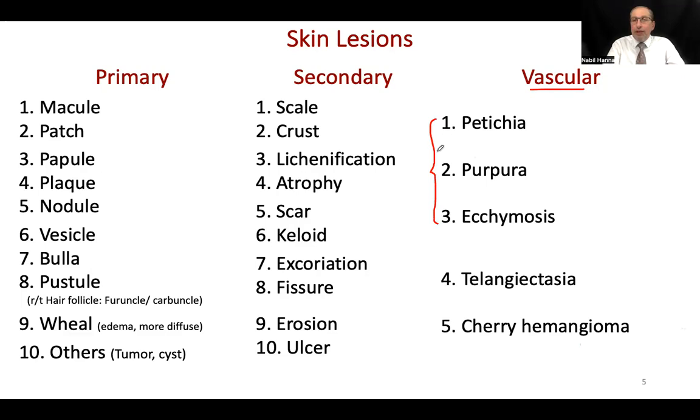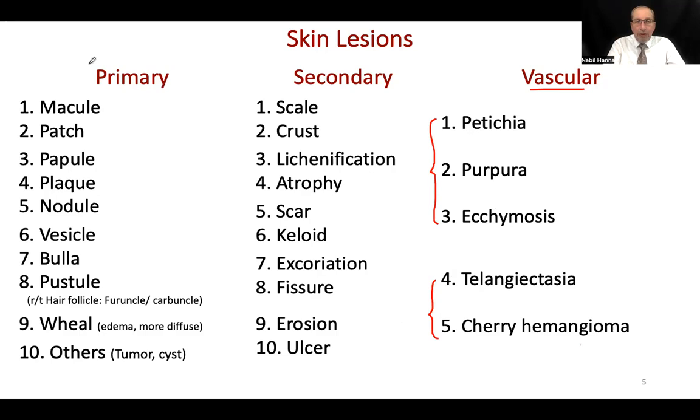And the difference between them is the size. So petechiae, the smallest, ecchymosis, the largest. In telangiectasia and cherry hemangioma, the blood does not get out of the blood vessel. So it's a disorder of the blood vessels with the blood inside. Whereas petechiae, purpura, ecchymosis, in these three lesions, blood leaks outside the blood vessels.